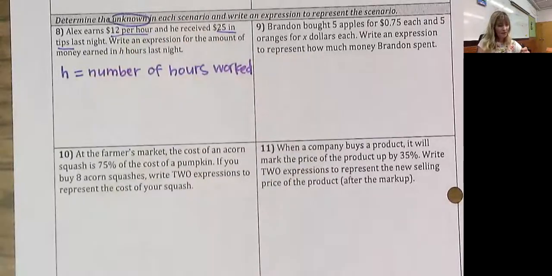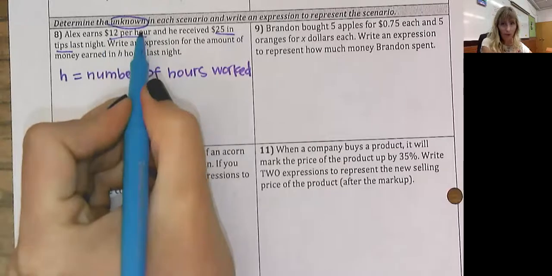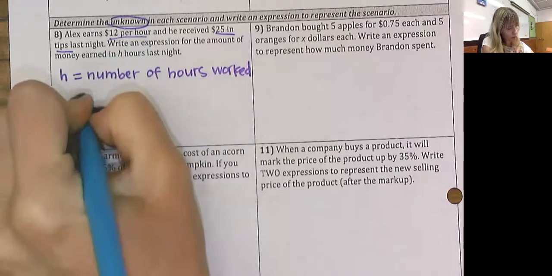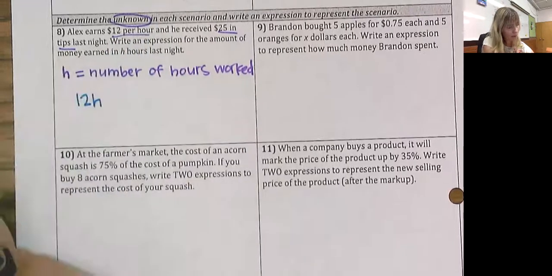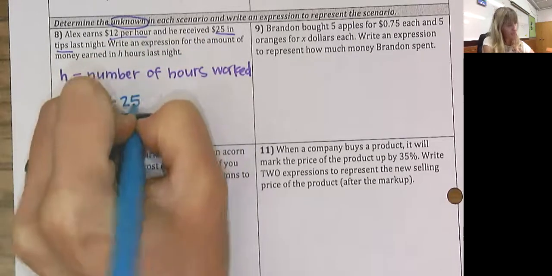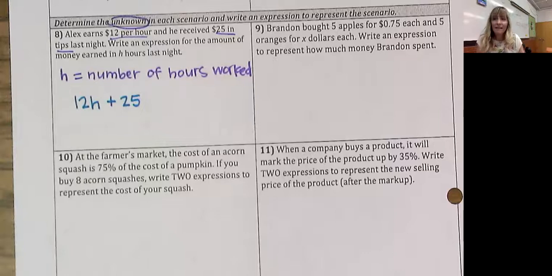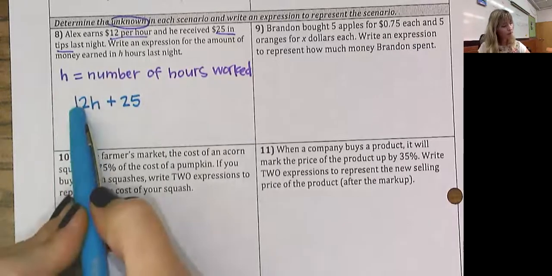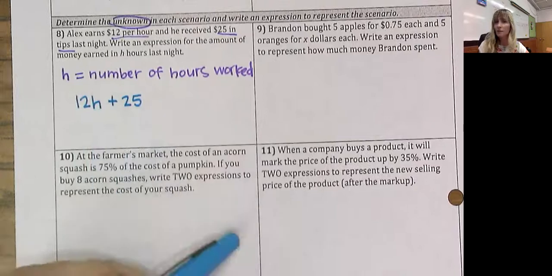Once I have my variable, then I focus on the order of operations and make my expression match that. If it says $12 per hour, I would do 12 times the hours, and then after that, I would add in the tips. Think about what would make sense in your calculation and then set up your expression to match the order of operations that makes sense. $12 per hour times the number of hours plus the tips.